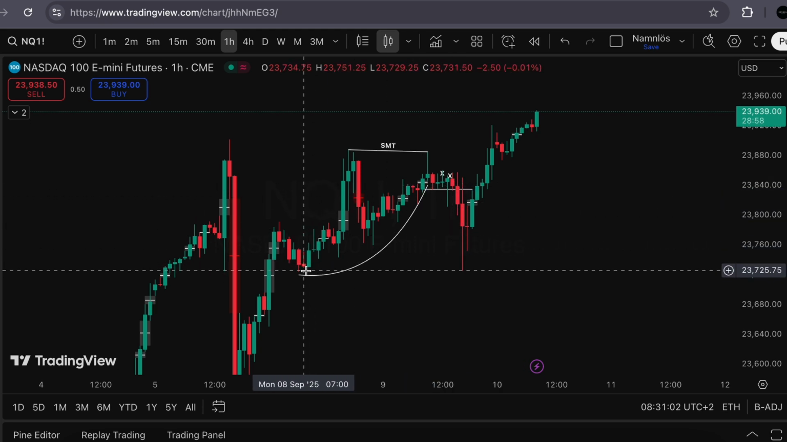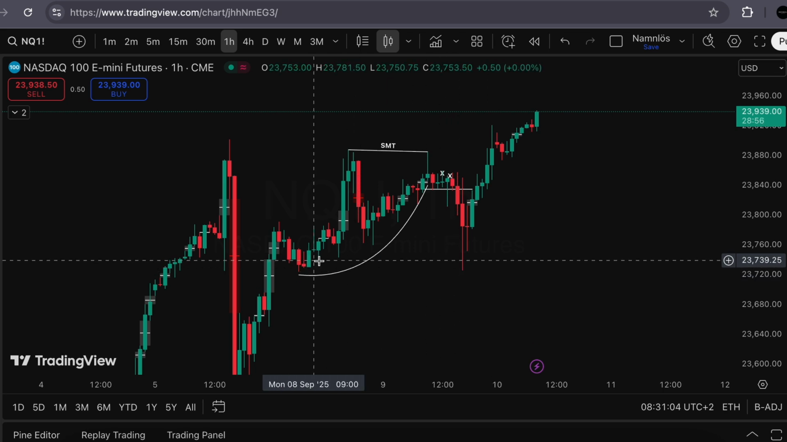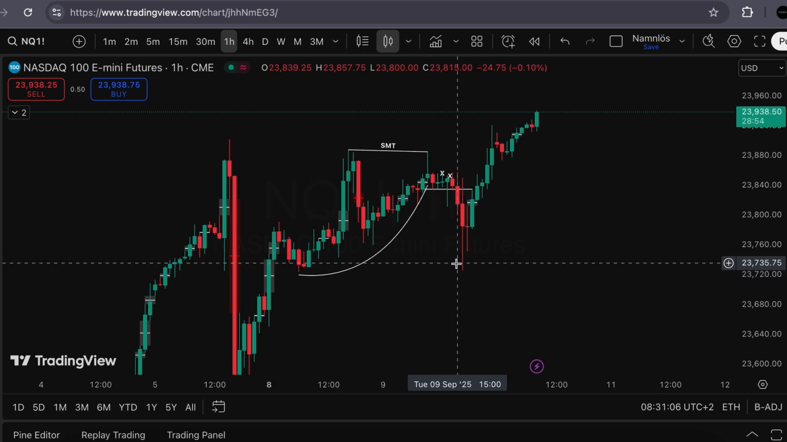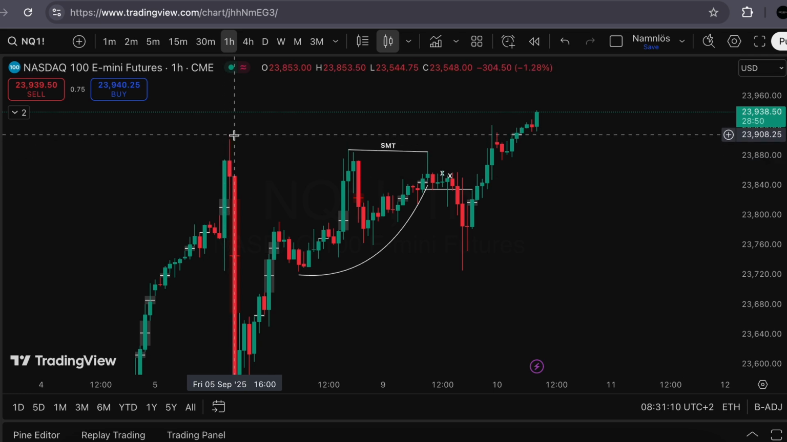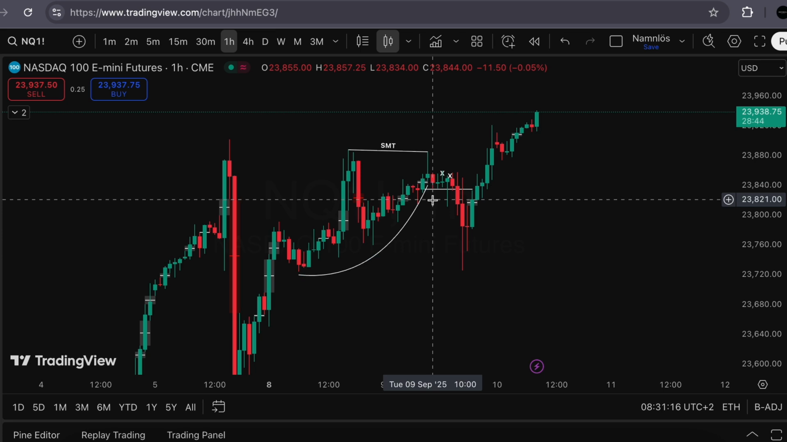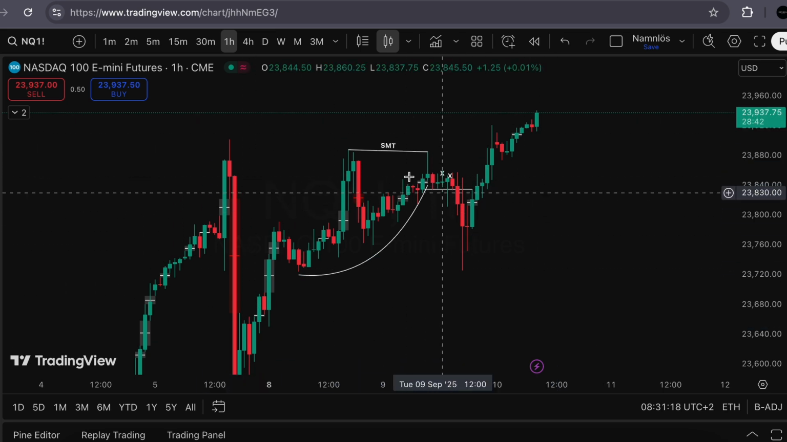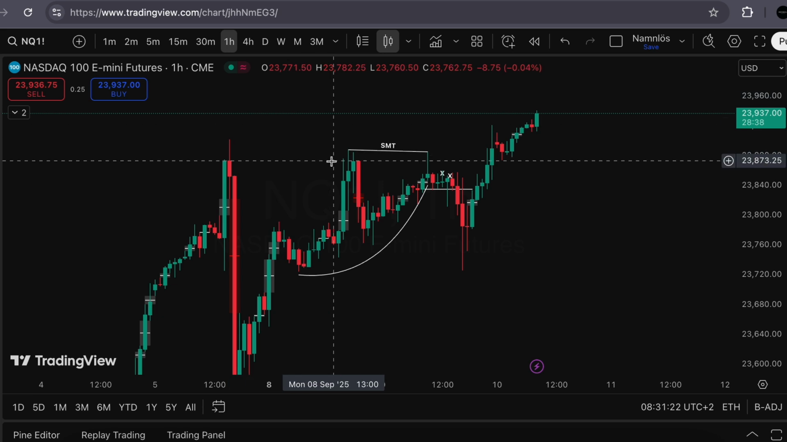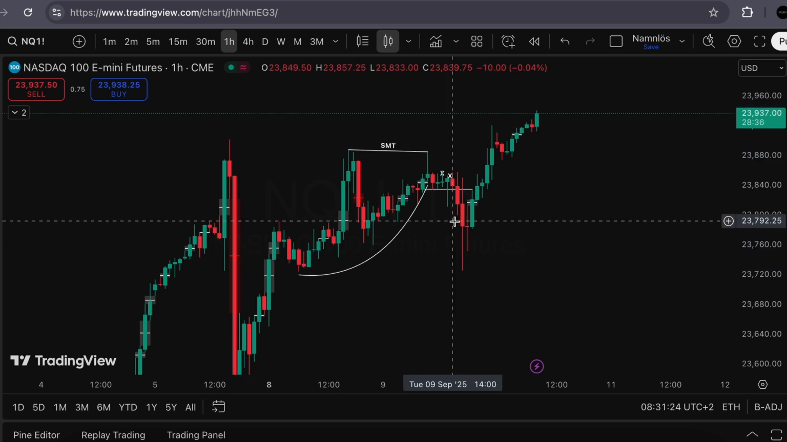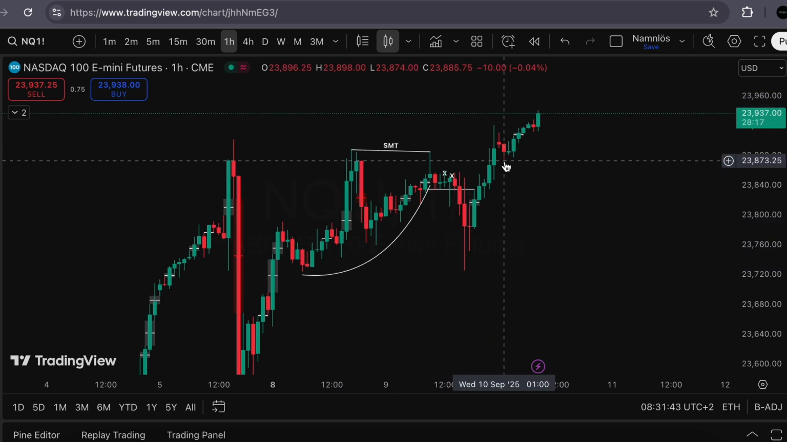We created an SMT again with the ES, and from that point on we saw the price go up to the main objective, which was the Friday high. So this price action right here is nothing unusual, because before it goes up we need to go down and vice versa. So what are we looking for today?